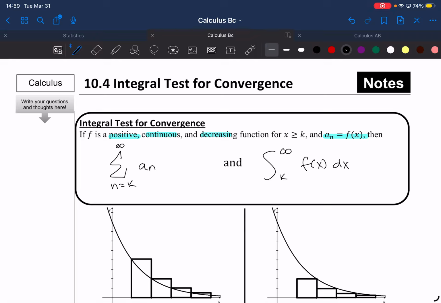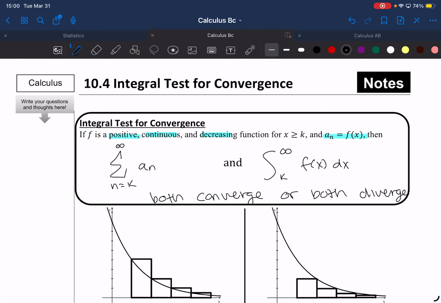Okay, so both of these things would be true. If one of them converges, the other is going to converge. If one of them diverges, the other is going to diverge. So we're going to write that both converge or both diverge.